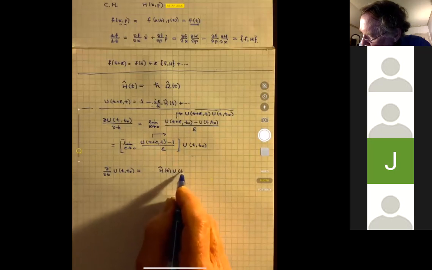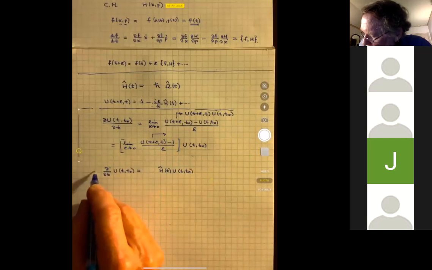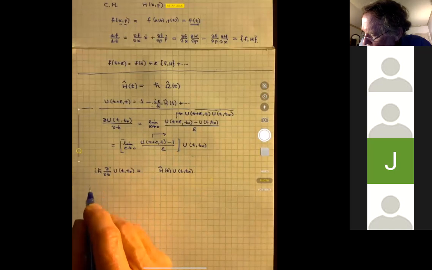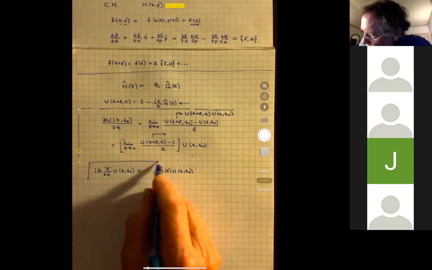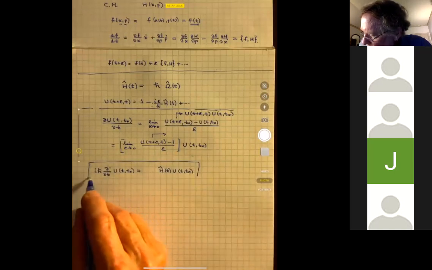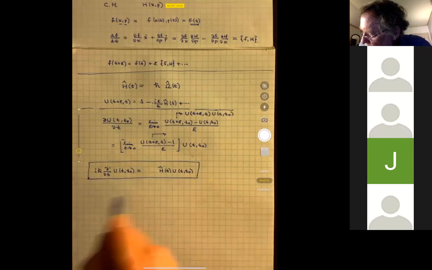H hat of t times U of t comma t0. And as far as the minus i over h bar, I'll bring it over to this side and make it i h bar over here. And having done so, what we end up with is a differential equation for the unitary time evolution operator.